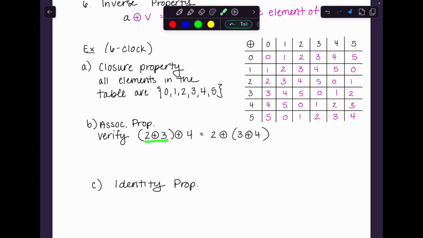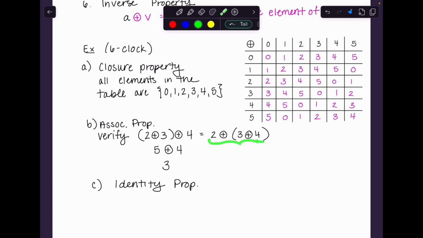But 2 plus 3, that lands me at 5. Going through my chart, I look at 2, I look at 3, and I go to where they meet. 2 plus 3 gives me 5. So this results in 5 plus 4. And again, 5 plus 4 is 9. That's more than what we have, so you can remove the 6 from it, and this should be 3. Going to my chart, I look at 5, I look at 4, and I see where they meet. That element is going to be 3. So this ends up equaling 3 on this side.